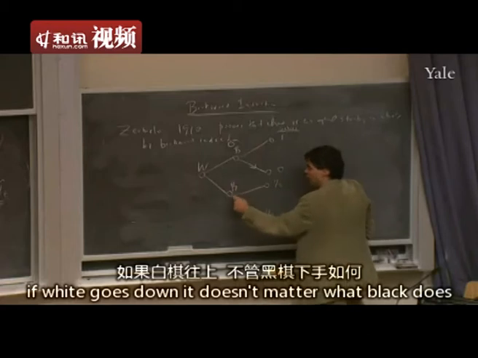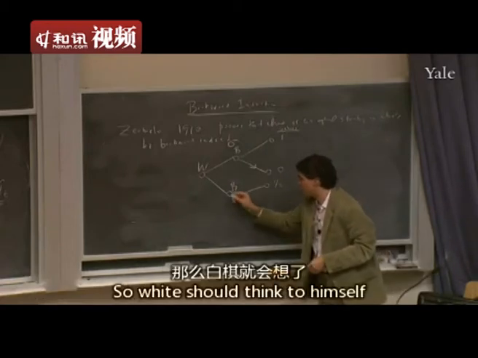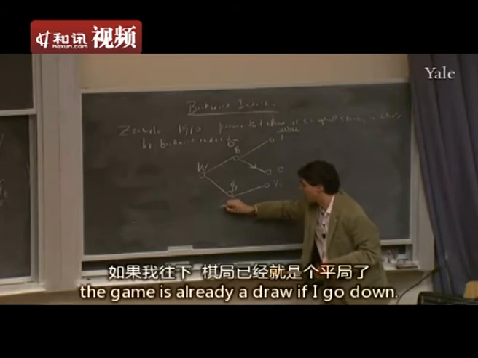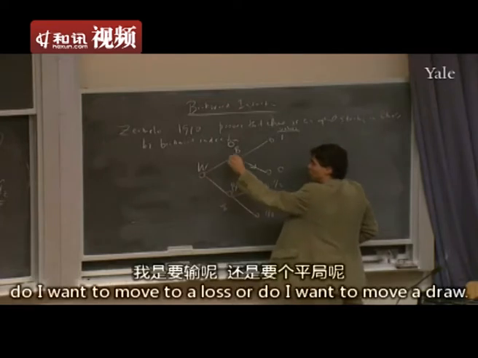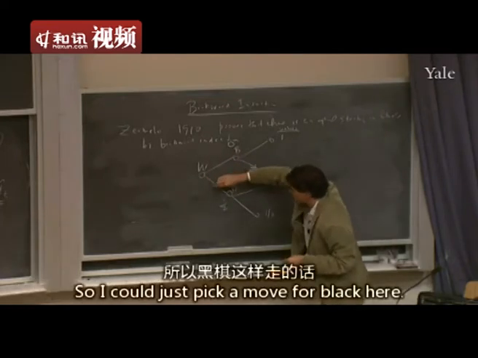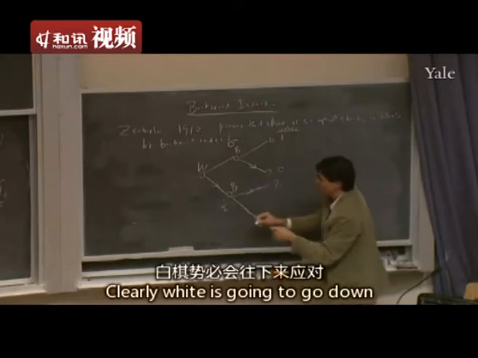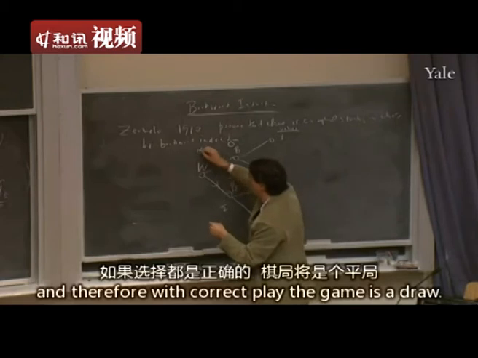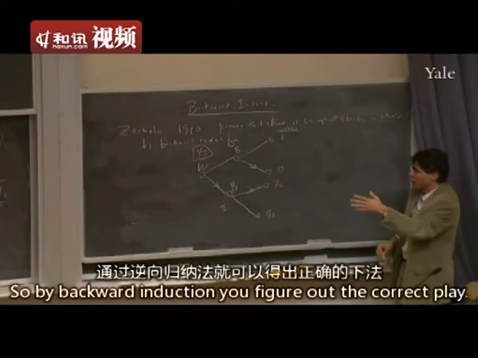Similarly, if white goes down, it doesn't matter what black does, the game is going to be drawn. So white should think to himself, the game is already a draw if I go down. And now white has an easy choice. Do I want to move to a loss or do I want to move to a draw? So clearly white is going to go down, and therefore with correct play, the game is a draw. So by backward induction, you figure out the correct play.